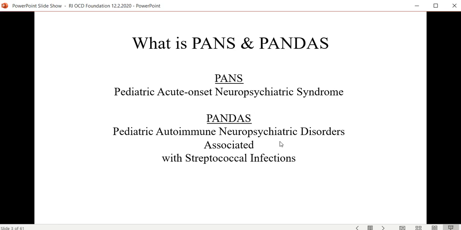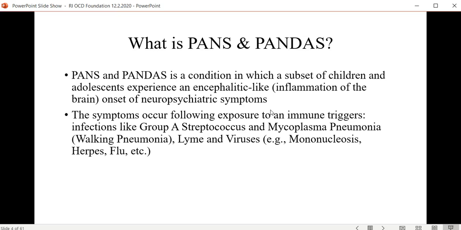And then in 2012, a large group, representing maybe 500 or 700 cases between them, got together and realized over time that it was more than just strep. It could be mono, it could be Lyme, it could be mycoplasma pneumonia, which I'll show you a little bit later, that caused the onset. So it's an encephalitic-like experience, which is an inflammation of the brain, and then you have neuropsychiatric symptoms as you have a response to that inflammation.